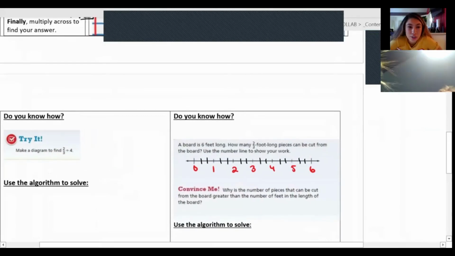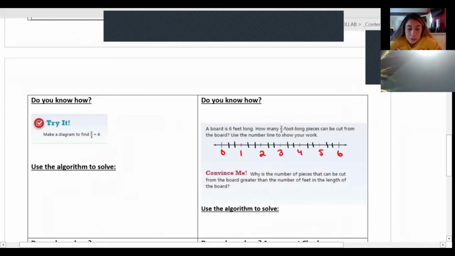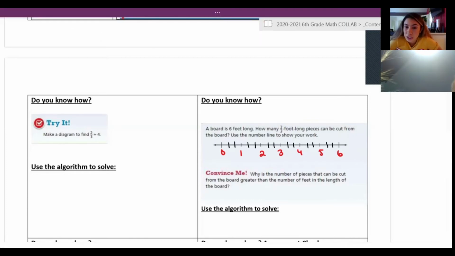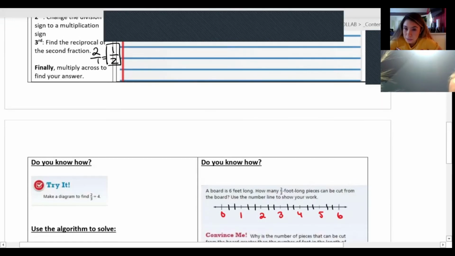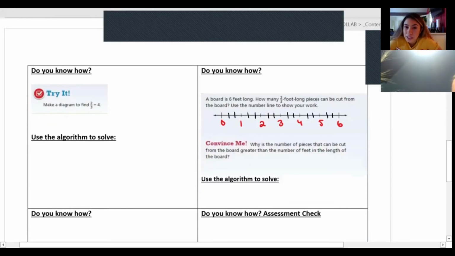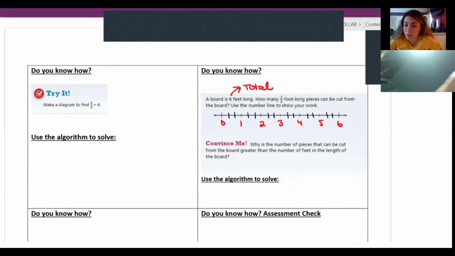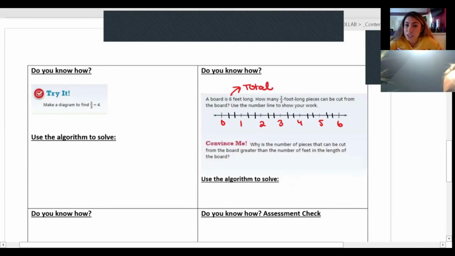Let's jump into our triads. We're going to look at quadrant 1. We're going to see that a board is 6 feet long. That's our entire board. How many 2/3 foot long pieces can be cut from the board? And we're going to use this number line to show our work. And we can totally do it. So Miss Flemington already labeled a lot of the parts of this number line for you, okay? So first, she's showing us 1 foot, right?